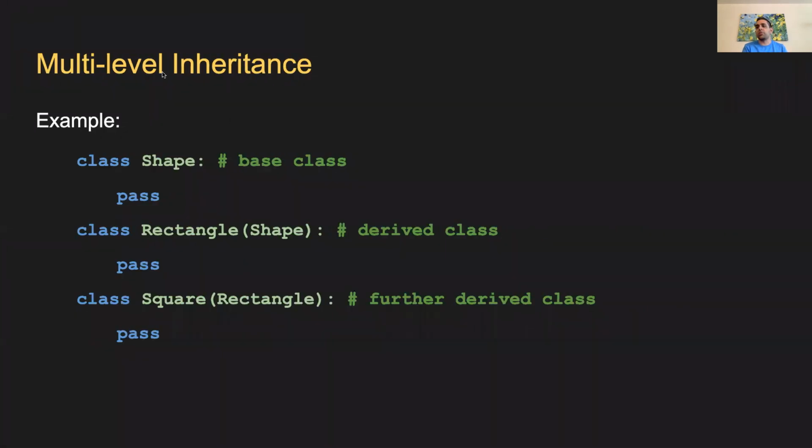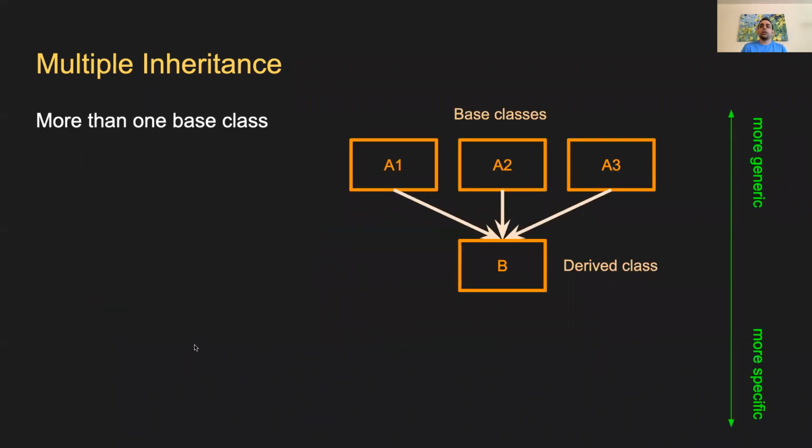Okay, cool. So that was an example of multi-level inheritance. Again, just the idea of passing down multiple levels. Next up, we have multiple inheritance. This is a design or a model for inheritance where we have multiple base classes. So in this case, we have A1, A2, A3. All these are acting as base classes, and they're each individually passing down properties down to a derived class B.